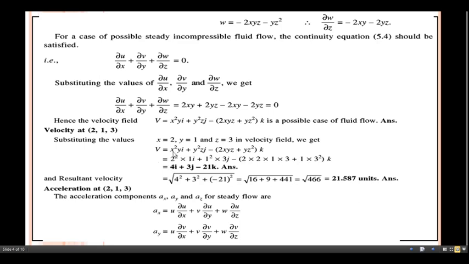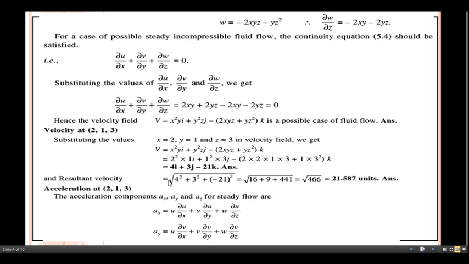So the x is 2, so 2 square, multiplied by y, which is 1, i, plus the next one, y again is 1, so 1 square multiplied by 3 for the z, multiplied by 3 j, minus 2 multiplied by x, 2, multiplied by 1, multiplied by 3. This term occurs in this way, plus 1 multiplied by z square, here 3 square, k. So what is this one? 4i plus 3j minus 21k. In this way this term comes.